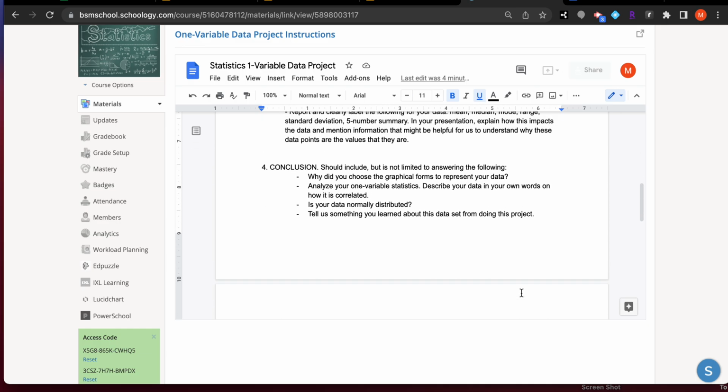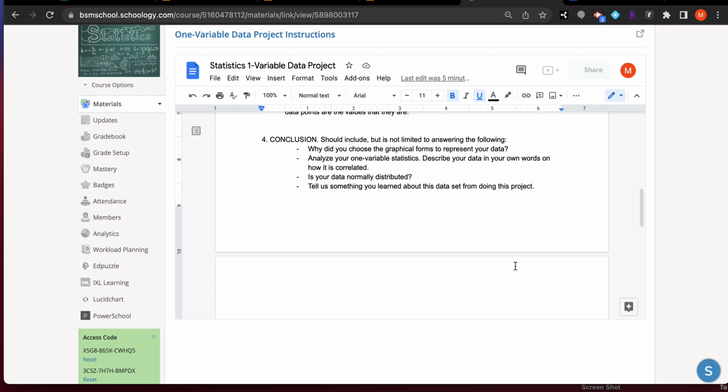And then finally, to wrap up, you should include the following, but you can do more than this in your conclusion. You should explain why you chose the graphical forms to represent your data. Describe your data in your own words, how it might be correlated or not correlated. Is your data normally distributed or close to normal? And then tell us something you learned about this data set from doing the project. That's really it, and you can expand further beyond that if you want.